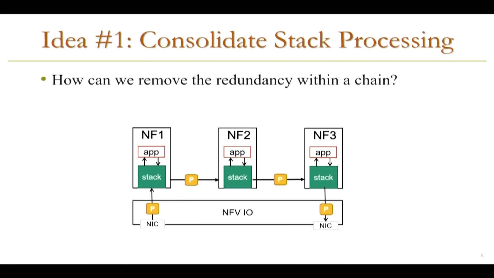So a natural question to ask is, how can we remove the redundancy within a chain? Ideally, we can avoid the actual overhead by performing TCP processing only once, and then exposing the result to a sequence of NFs.